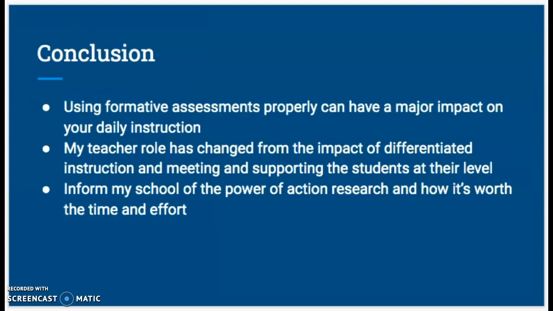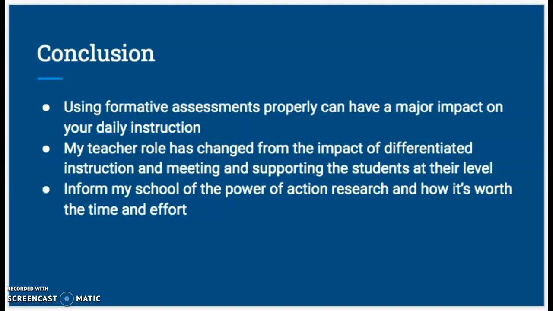And then the conclusion that I have is that using formative daily assessments properly can have a major impact on your daily instruction. And I think it changed my teacher role. It had a very positive impact, just because going in every day knowing that I was able to meet all my students at their different levels, I think it also changed the students' perspective of math. They could come in and they would know that when we met in stations, I was able to work more one-on-one with them versus the whole group, which is what I was doing before, and not really seeing great results.